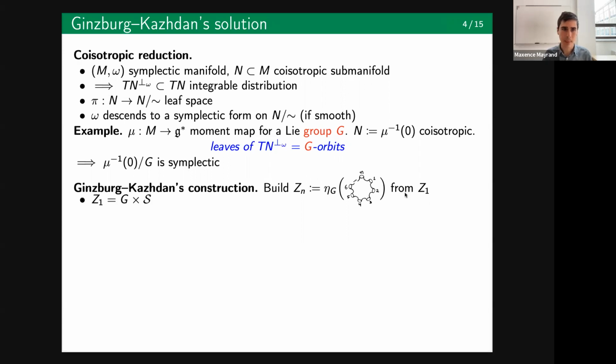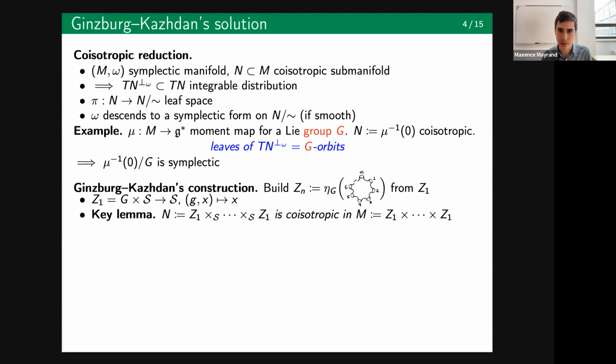So that's Z1. By definition of the conjecture, this Z1 is G cross S, where S is the constant slice. So that's a symplectic manifold, and it's a Hamiltonian G space. It has a fibration to S by just projecting to the X vector. And the key lemma is that if you do the n-fold fiber product of this fibration, call this N, it is co-isotropic in the n-fold product of Z1. So that's a symplectic manifold.